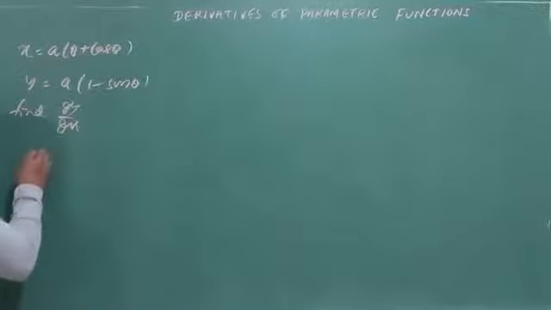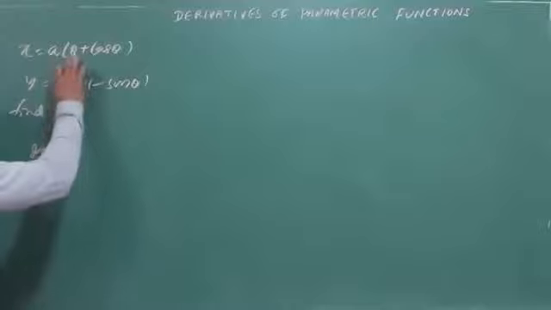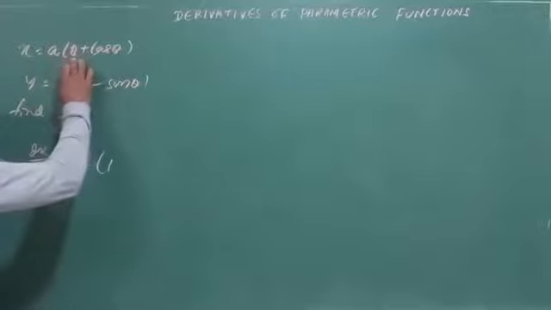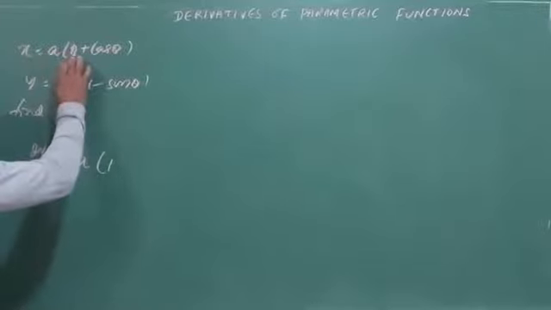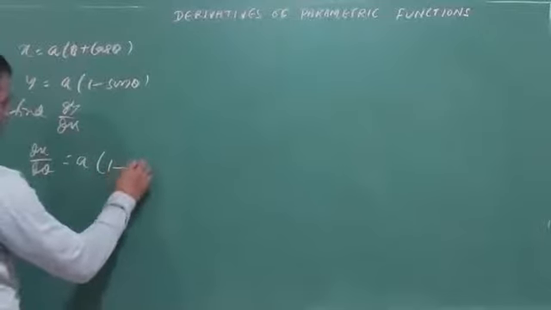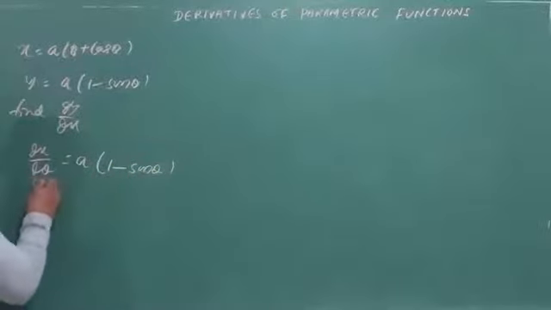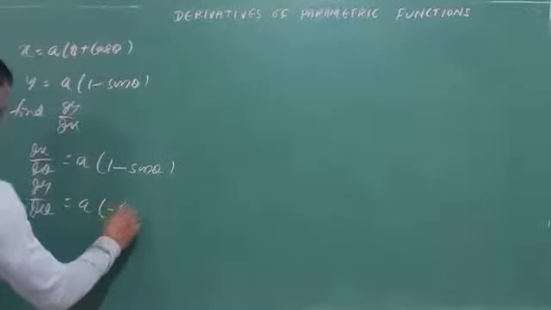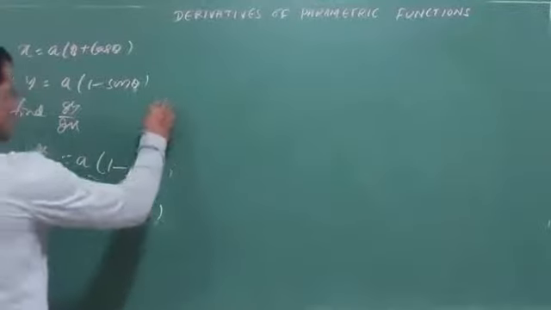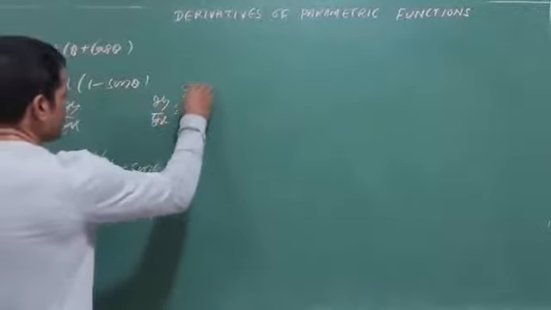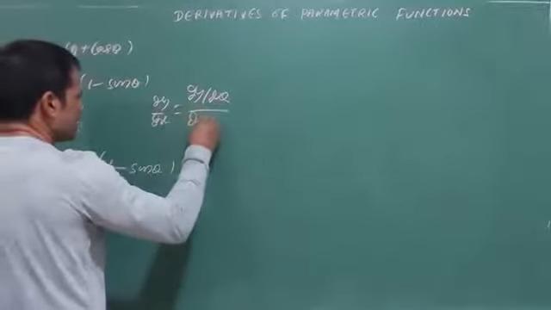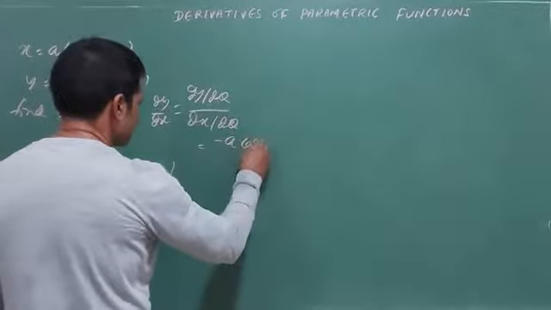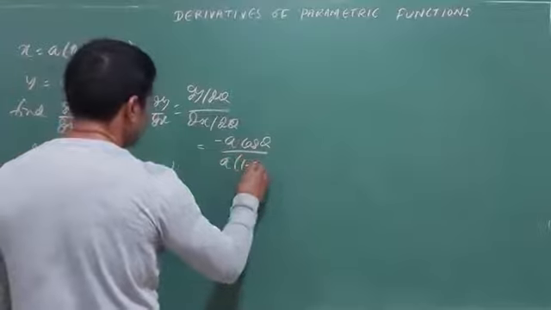So dx by d theta: as it is a function related to theta, a is silent. Theta's derivative is 1, d theta by d theta equals 1, then cos theta minus sin theta. Then dy by d theta: a into 1's derivative is 0, then minus cos theta. So dy by dx is dy by d theta divided by dx by d theta, which is minus a cos theta divided by a into 1 minus sin theta.